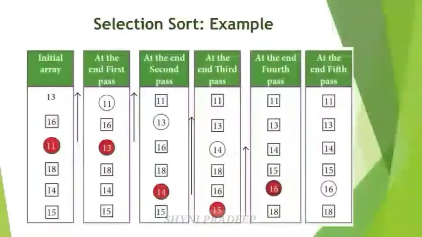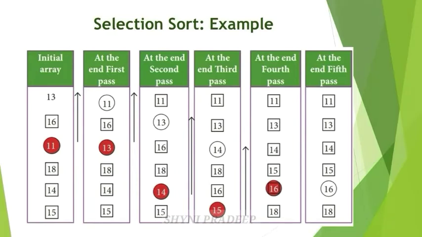Okay. So let us see one example. Then you will clearly understand the selection sort algorithm. Okay. Let us see that. Now take some unsorted elements. Now we are going to arrange these elements in sorted order using the selection sort algorithm.